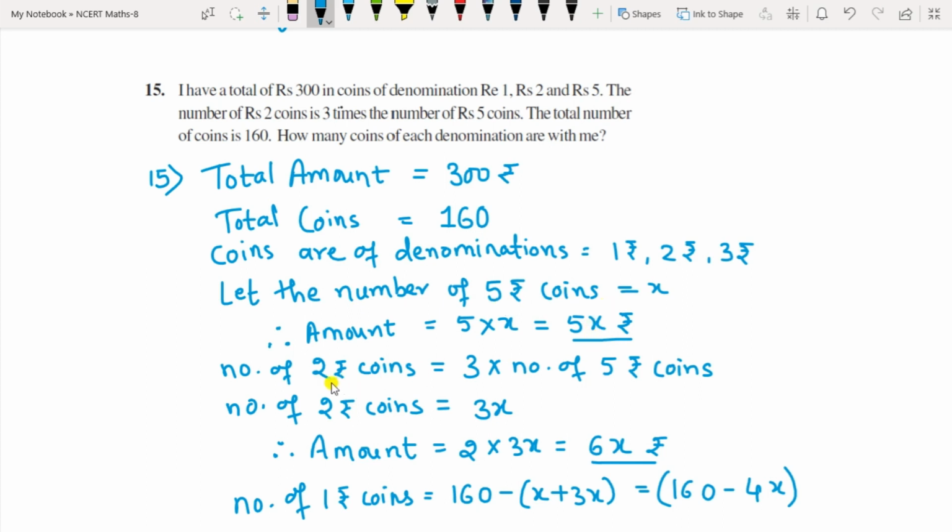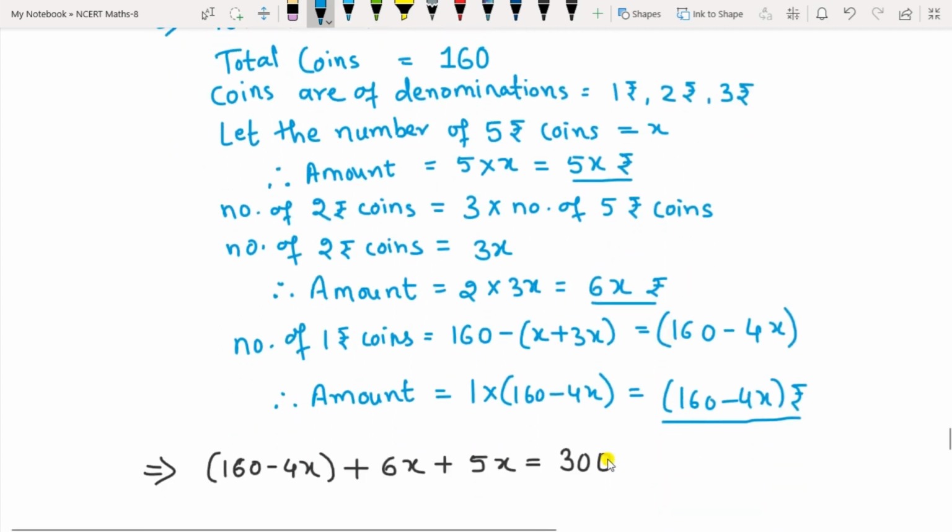Now, let the number of 5 rupee coins be x. Its amount becomes 5 into x, that is 5x rupees. The number of 2 rupees coins is 3 times the number of 5 rupees coins, so 2 rupees coins become 3x. Its amount becomes 2 into 3x, that is 6x rupees.